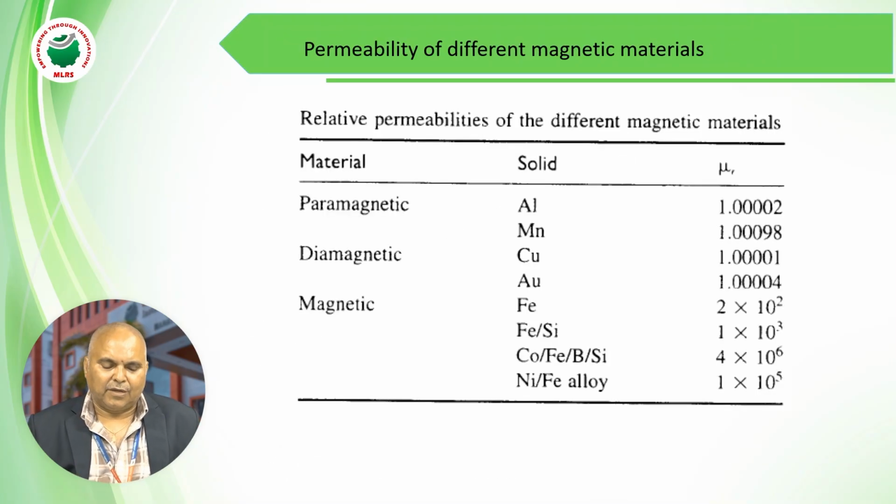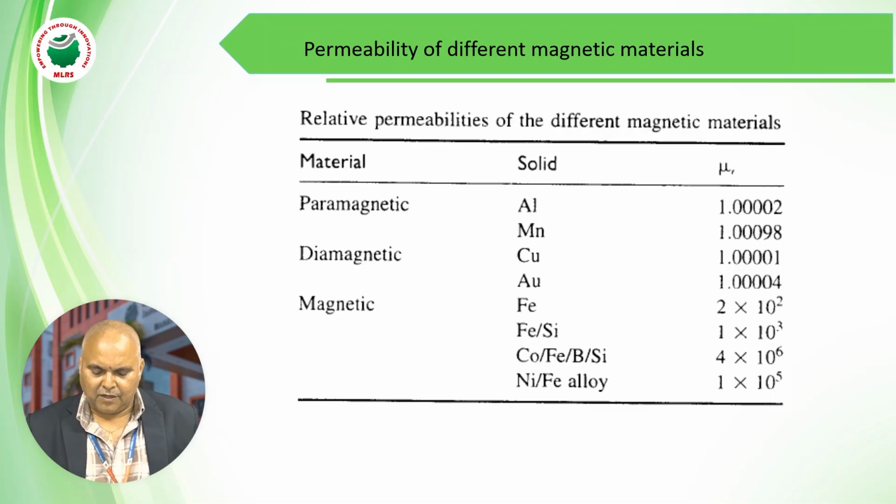And you can see the permeability, that is nothing but the magnetic moment. Look at the values of relative permeability. For paramagnetic materials, usually in aluminum, it will be 1. Manganese is also similar, with just a small variation. But for a ferromagnetic material like iron, you can see 2 times 10 to the power of 2, which is almost 100 times more than the paramagnetic material.